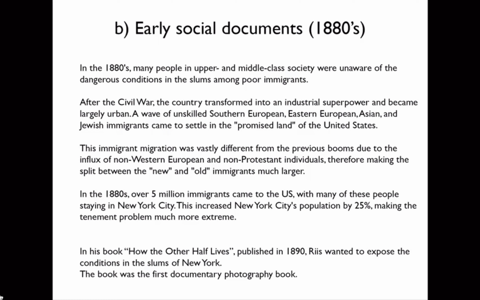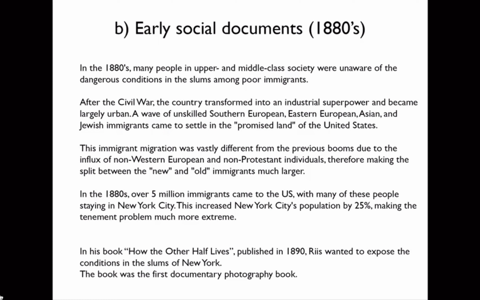In the 1880s, over 5 million immigrants came to the US, with many of these people staying in New York. This increased New York City's population by 25%, making the tenement problem much more extreme. So Riis was taking photographs for years in the Lower East Side, and he published the book How the Other Half Lives in 1890, with which he wanted to expose the conditions in the slums of New York. And that was his way of reforming reality.